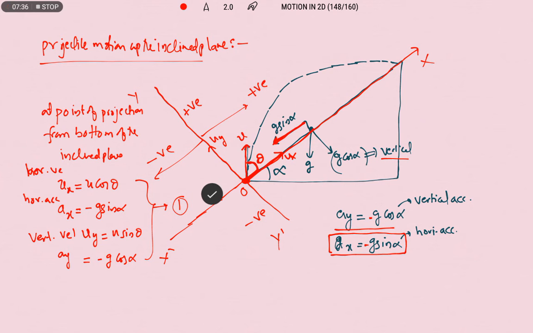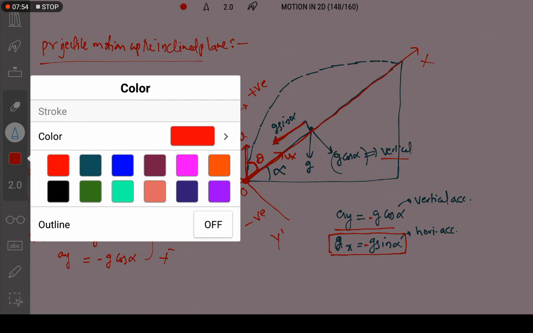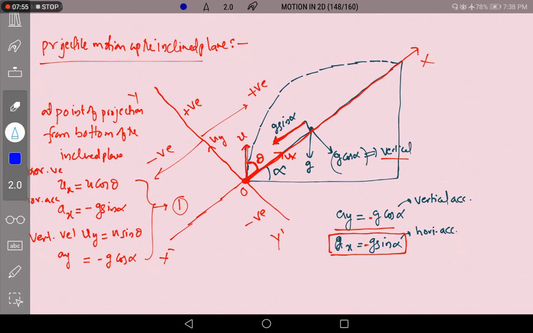Now let us find the different quantities: the vertical distance traveled by the projectile, in the same way the horizontal distance, and also the time of flight. First I am going to write the expression for the vertical distance traveled by the projectile.